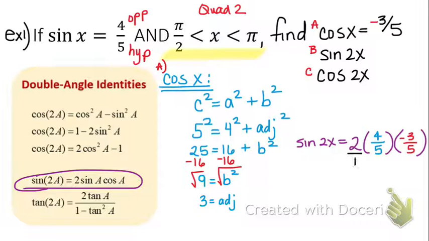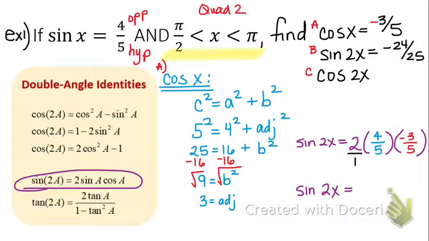So go ahead and multiply straight across. Do you have to multiply by the 2 as well? Yes. And if you want, you could put that 2 over 1. So you're going to take 2 times 4 times negative 3. That's your numerator, over 1 times 5 times 5. When we multiply straight across, we get that my sine double angle is equal to negative 24 over 25.